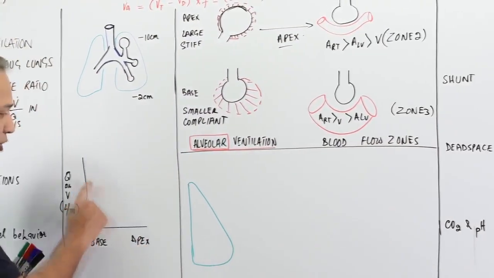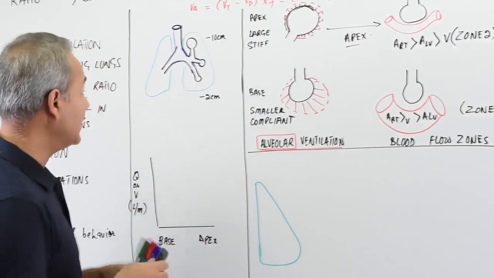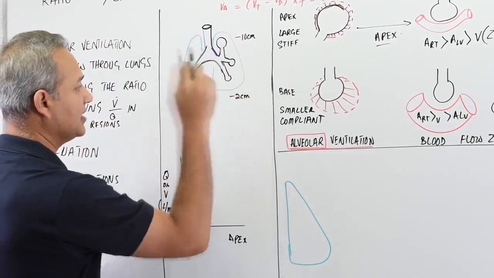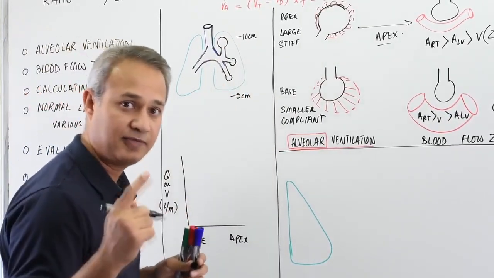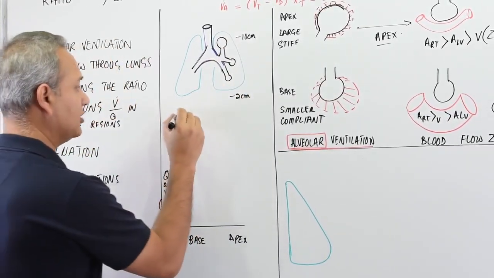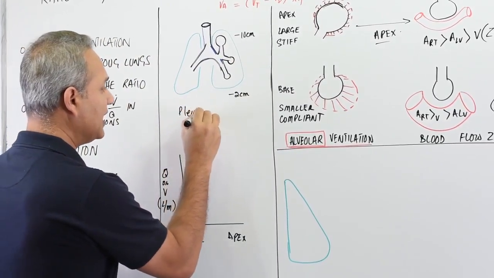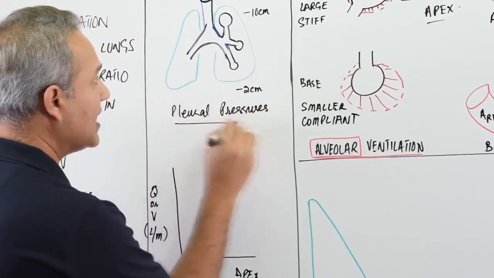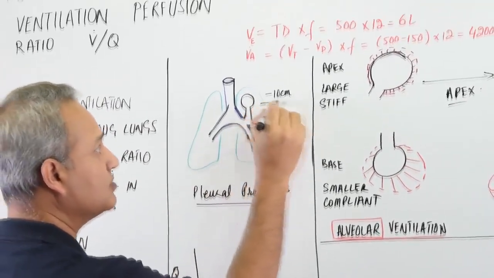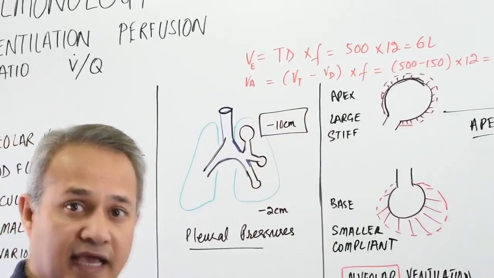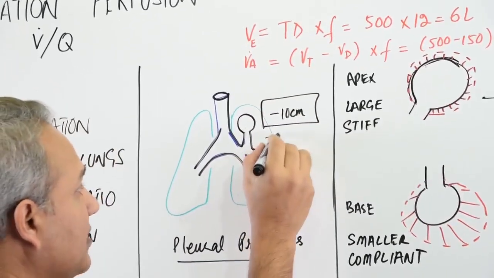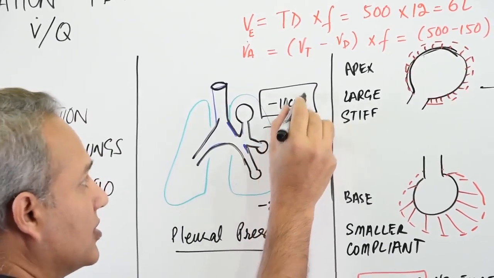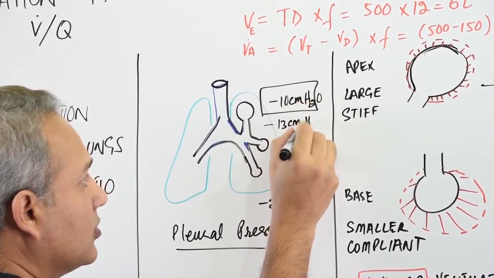Okay, so we're done with the flow and we're done with the ventilation. Can I then plot these two, and can I say that compared to apex and base, and one more thing for the apex and base, the pleural pressures, if we look at those as well: at the apex the pleural pressure is minus 10 centimeters and it rises up to minus 13 centimeters of water, H2O.